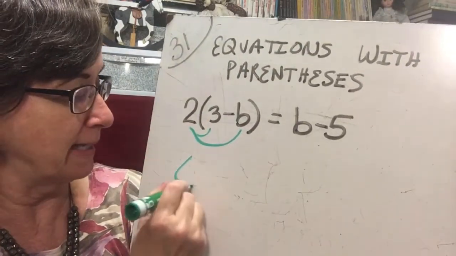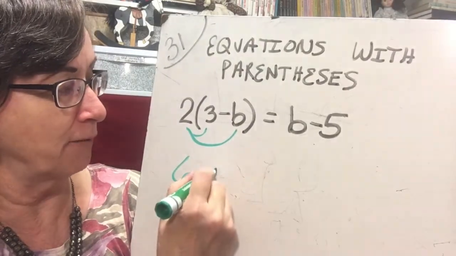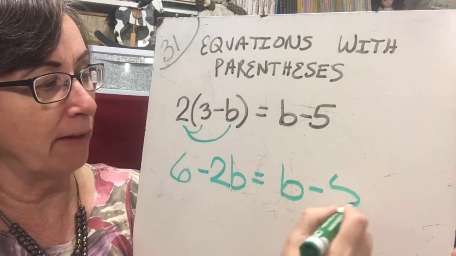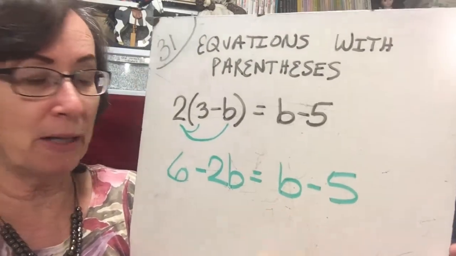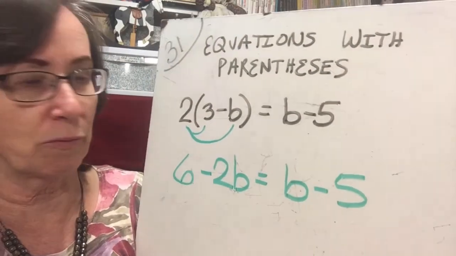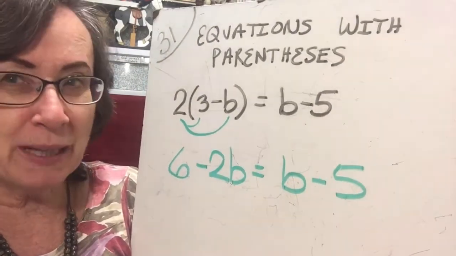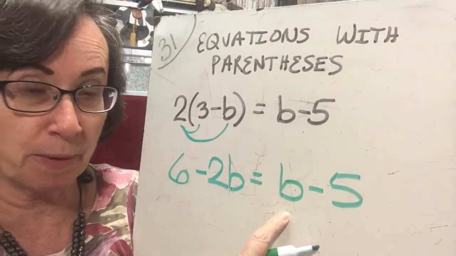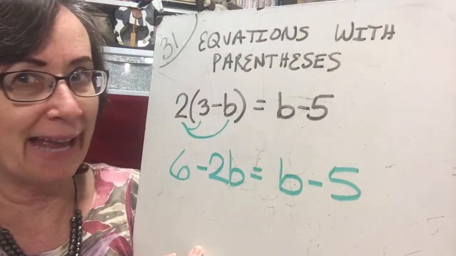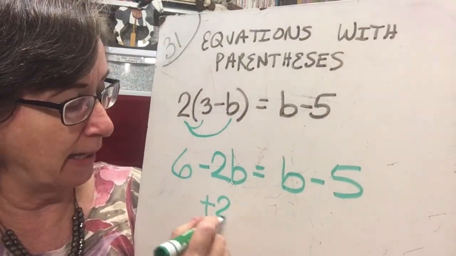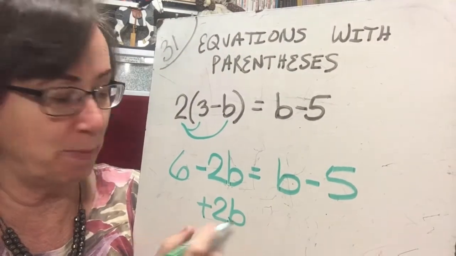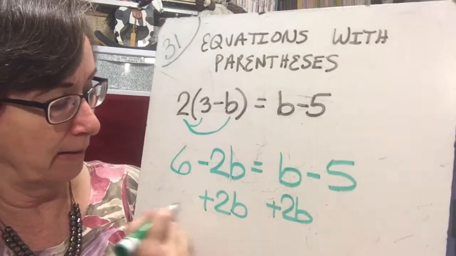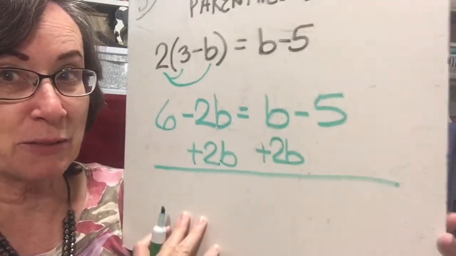So 2 times 3 is 6. 2 times negative b is negative 2b. 6 minus 2b equals b minus 5. So here we have a b on the left and a b on the right. We really would like to get all of our b's on one side, and we could do it either way we want to. We could add a 2b to both sides, or we could subtract a b from both sides. I'm going to go ahead and add the 2b to both sides because I love to keep positive b's. So add a 2b, add a 2b. As long as we do the same thing to both sides, we're good, aren't we?